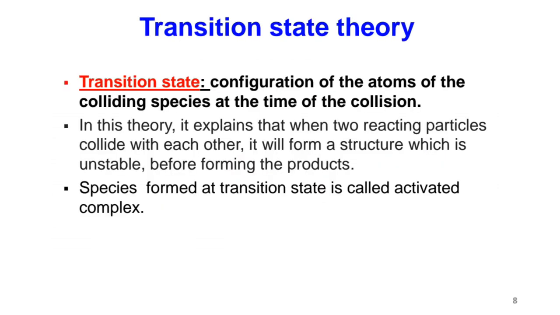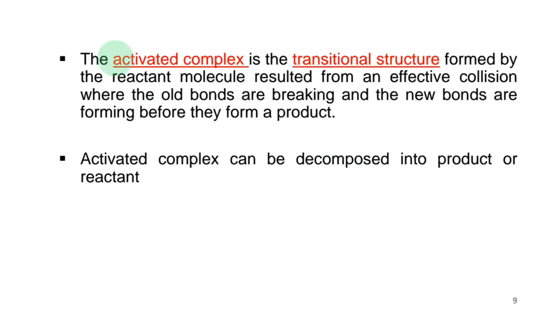Transition state theory. Transition state is a state when a chemical reaction takes place, reacting particles collide with each other and form an unstable structure before forming a new product. At this state, the species formed is called an activated complex. The activated complex results from an effective collision where the old bonds are breaking and the new bonds are forming. It can be decomposed into product or reactant.